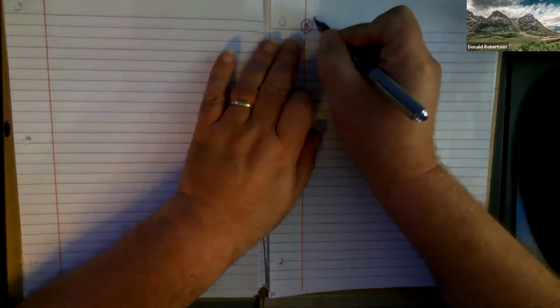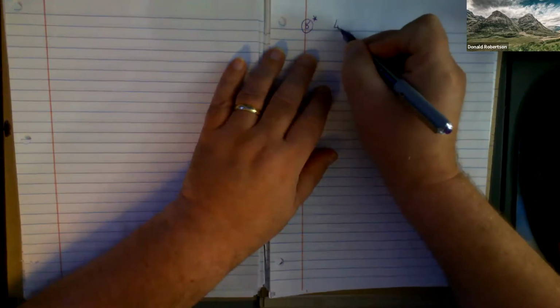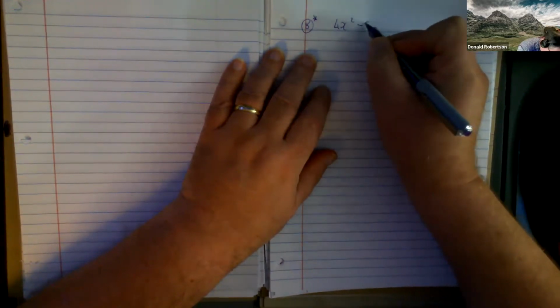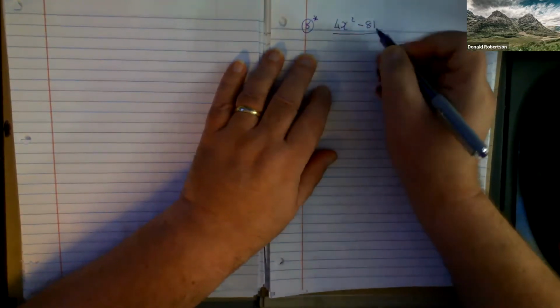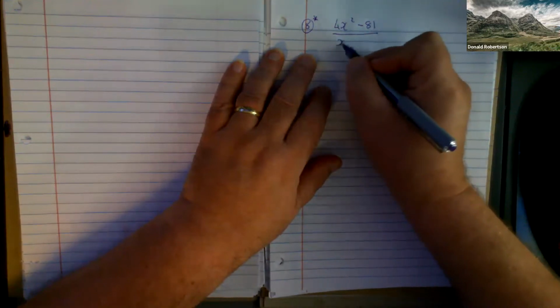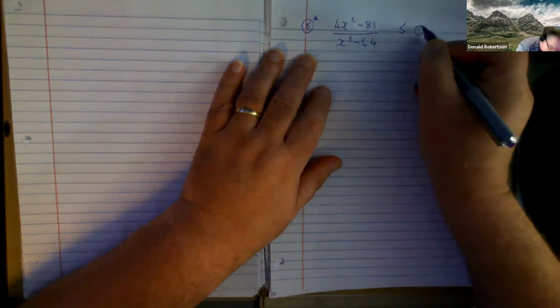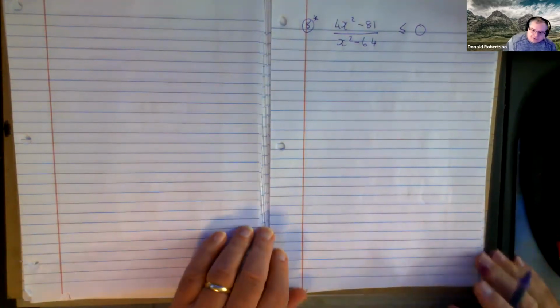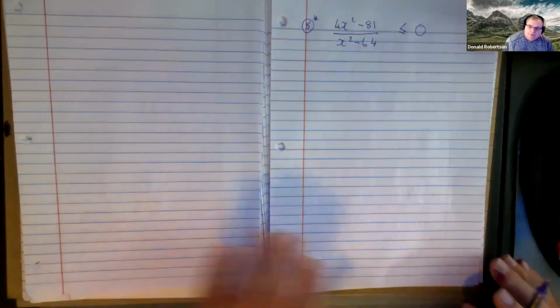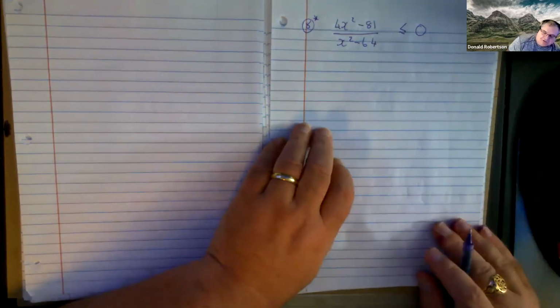How about this one? This is a version of question 8. So we have 4x squared take away 81, and on the bottom we have x squared take away 64, and we're being asked to solve for what values of x this rational function will be less than 0, be negative.